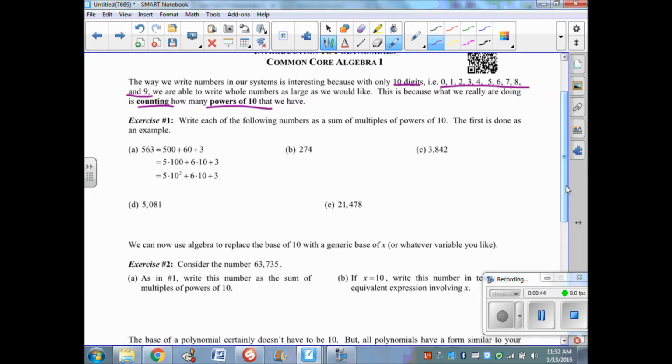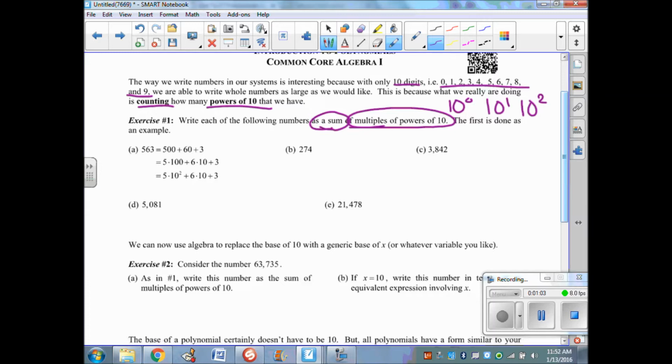It says, write each of the following numbers as a sum of multiples of powers of 10. So what do I mean by a power of 10? 10 to the 0 power, 10 to the first power, 10 to the second power. Those are powers of 10. This 563 is done for us.